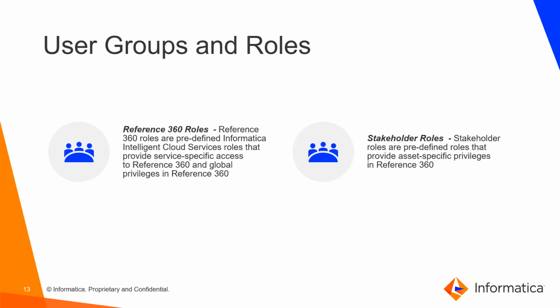Now let's move on to the user groups and roles present in Reference 360. We have two types of roles. Reference 360 roles, which are with respect to IICS, which provides service-based access. This role is present for all assets. Stakeholder roles, which are asset specific. This is with respect to a particular reference dataset or a code list or code values. The user is an individual account holder on the IICS platform. For Reference 360, users must have an account on the IICS platform.